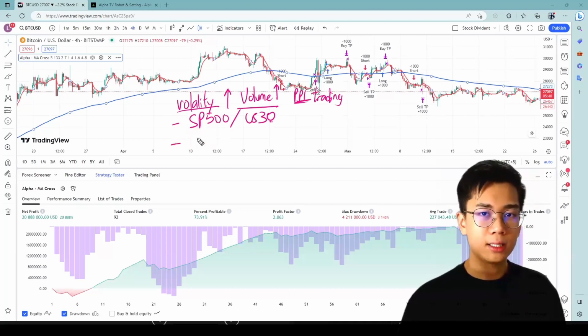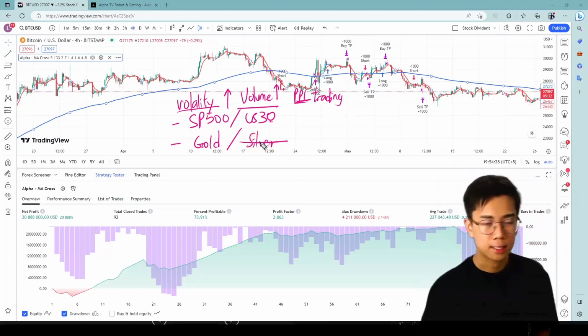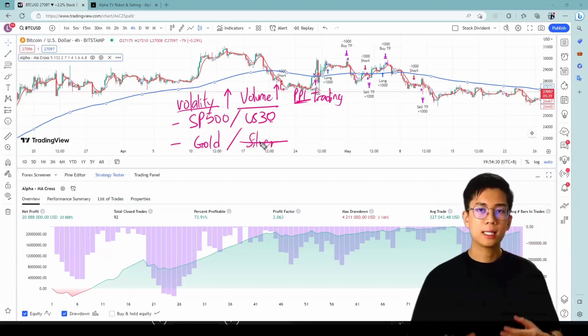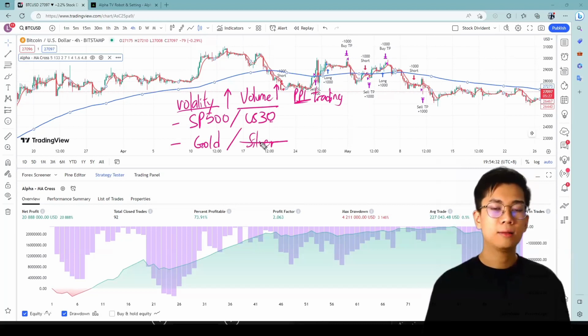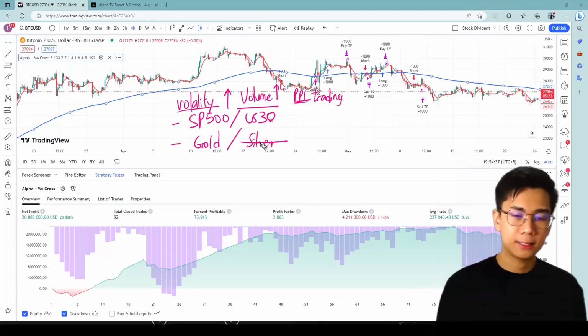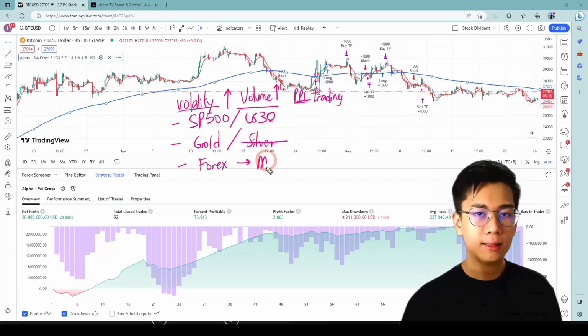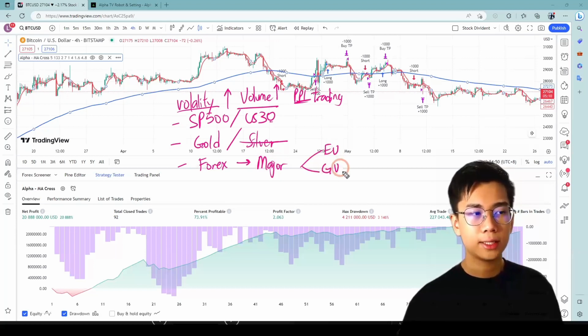The next market is gold or silver. Silver is very little, right? But for now we just talk about the gold market. Gold market is slightly volatile, and volume is also high. Compared to S&P 500, gold is actually lesser. The next one is Forex. A few common markets are those we call major pairs. Major pairs include EUR/USD, GBP/USD.